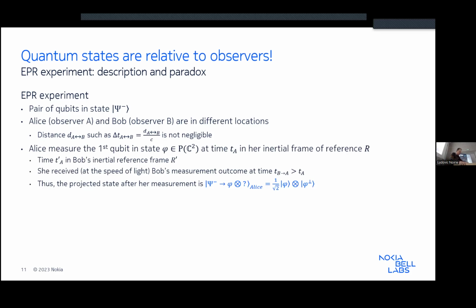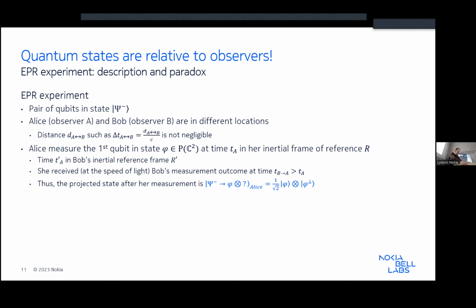So Alice measures the first qubit in state psi at a time such that she has not yet received the measurement of Bob. In a given referential, this is the inertial frame of reference. Bob has another inertial frame of reference R prime, which corresponds to a time t prime A for the measurement by Alice of her qubit. She receives, at the speed of light, the result of Bob's measurement at a time for her that is after the time she measured. And you can check with special relativity that for Bob it will be the same.